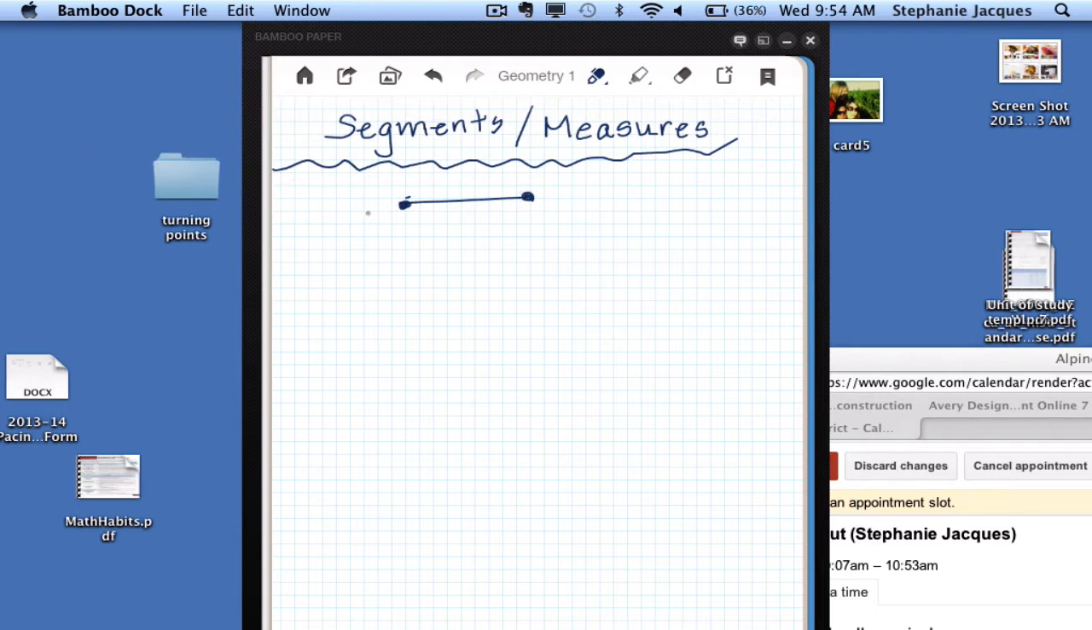We're going to talk about some postulates today, and there's a few things in geometry you need to know. So postulates and axioms are two things that are rules that are accepted without proof. So rules accepted without proof.